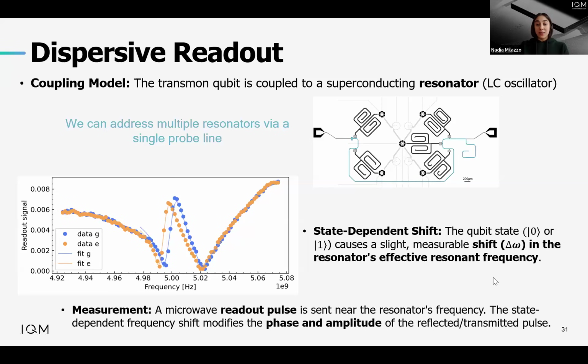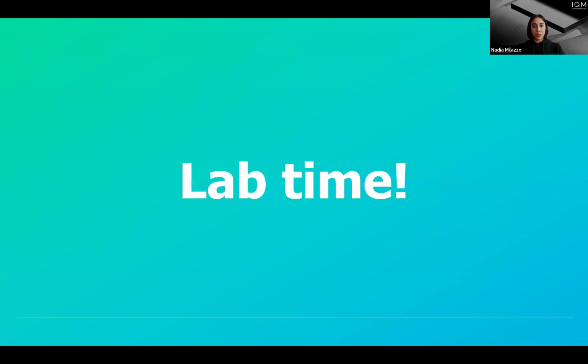So yes, a microwave readout pulse is sent near the frequency that we know the resonator has, and then measuring the difference after the interaction, we can actually read out the qubits. So this is what we are going to try and visualize a bit more: how readout works in superconducting quantum computers.